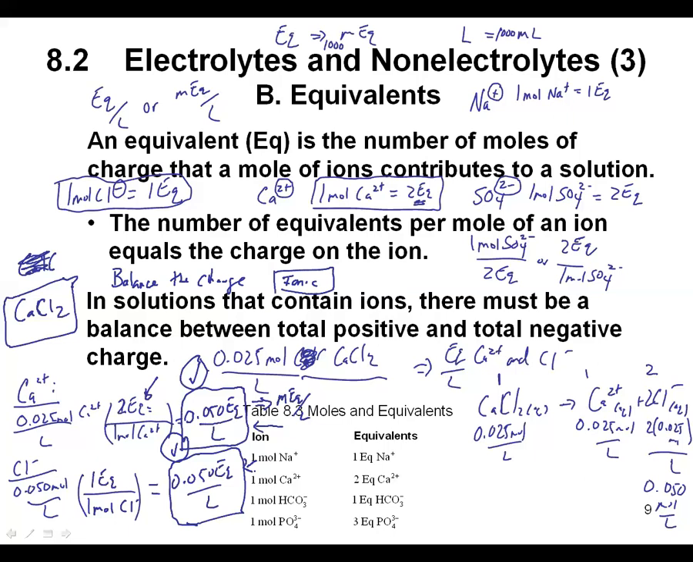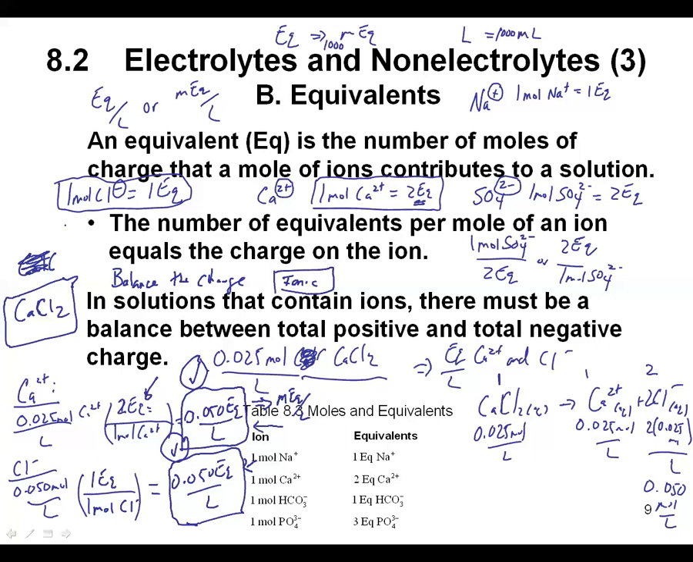So one way you could check yourself when you do calculations that involve equivalents per liter or milliequivalents per liter, like I was talking about at the end last time, is that when you calculate those concentrations for each of the individual ions, they always should end up being the exact same number for both ions if everything was done correctly.